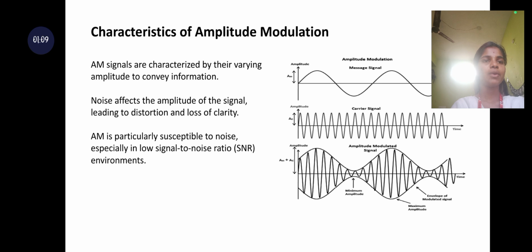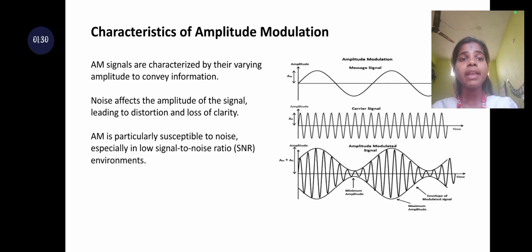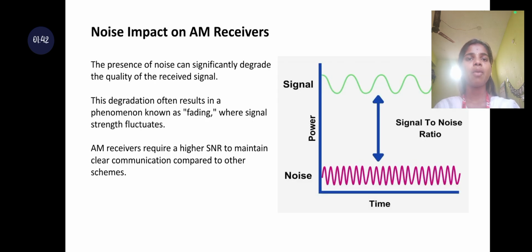Characteristics of amplitude modulation. Amplitude modulation signals are characterized by their varying amplitude to convey information. Noise affects the amplitude of the signal, leading to distortion and loss of clarity. Amplitude modulation is particularly susceptible to noise, especially in low signal to noise ratio environments.